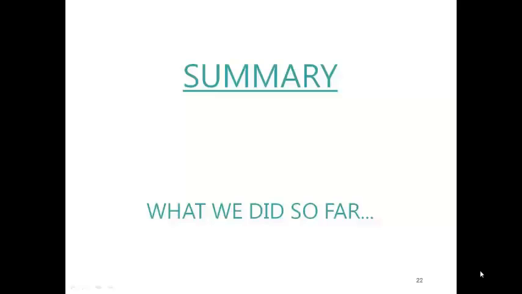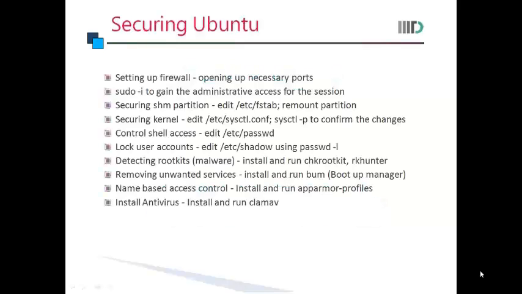Summary: what we did so far. We secured our Ubuntu system by setting up a firewall, opening up necessary ports. We did sudo -i to gain administrative access for the session, securing the SHM partition by doing edit /etc/fstab and remounting the partition. We secured the kernel by editing /etc/sysctl.conf and doing sysctl -p to confirm the changes.